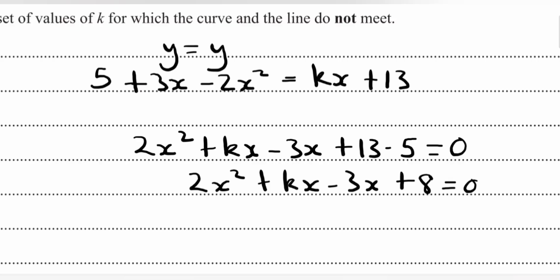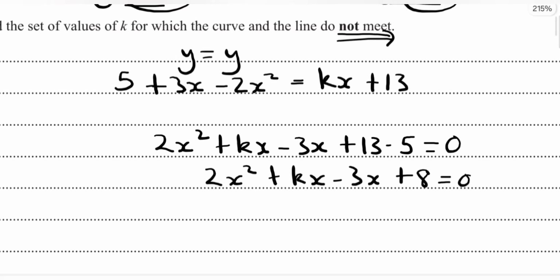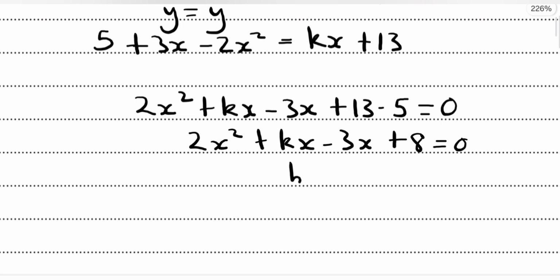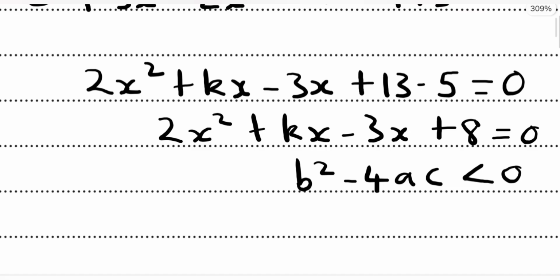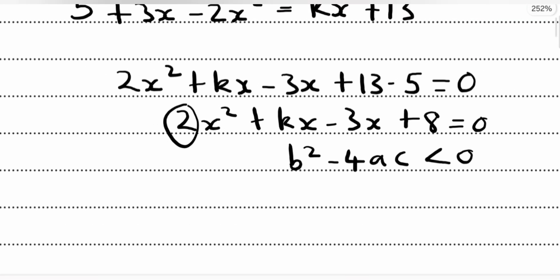Now with this quadratic equation, we can go ahead and use the discriminant, right? We know that if these two do not meet, then the discriminant, which is b squared minus 4ac, should be less than 0, right? And for the discriminant, we need to know what our a is, our b, and our c, right? And for a, it's straightforward. It's the coefficient of x squared. So our a is 2.